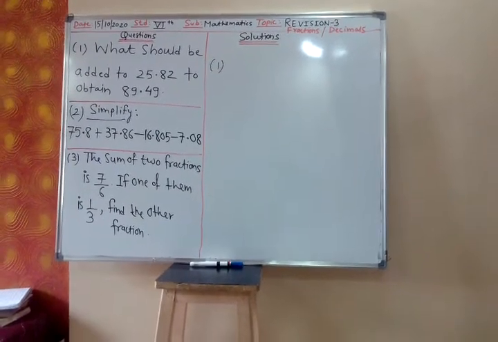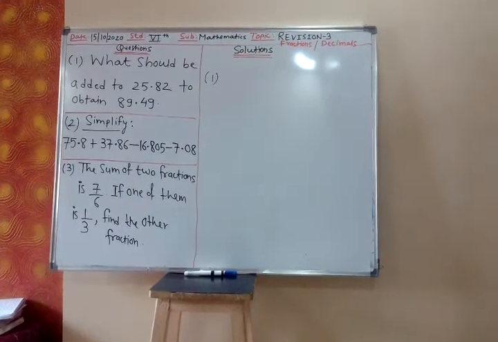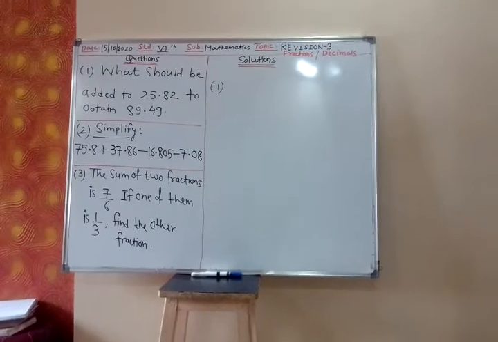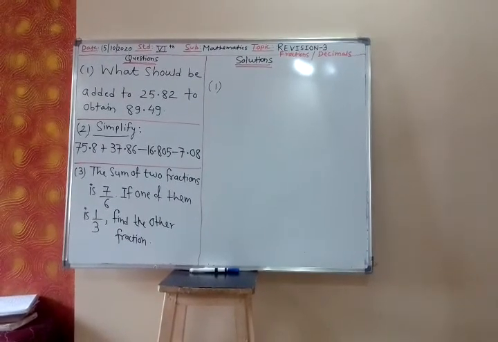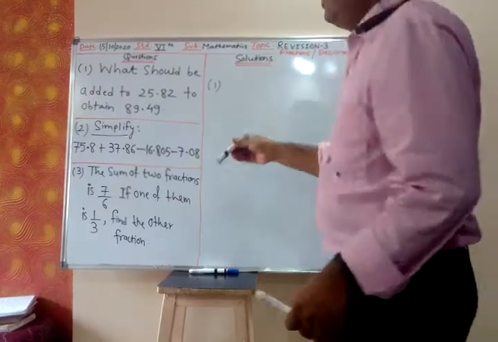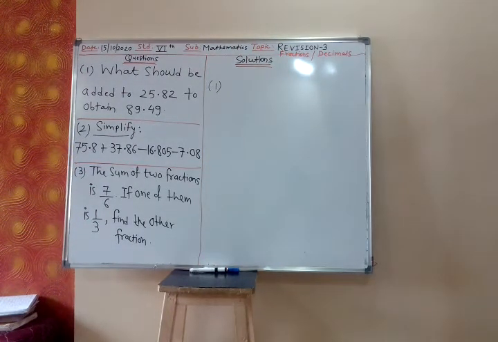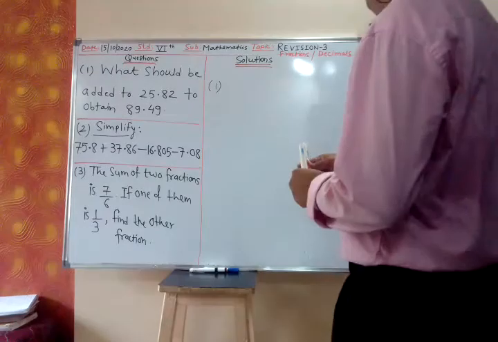Yes, fraction and decimal. 1 minute. Continue. What should be added? Now it is clear. What should be added to 25.82 to obtain 89.49? Yes. Now write. What should be added to 25.82?